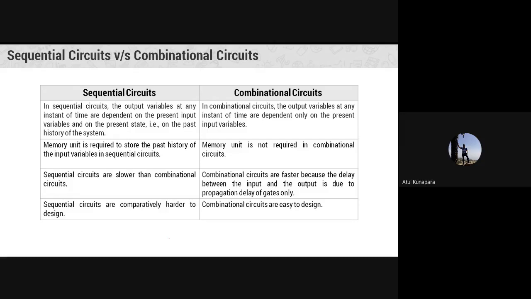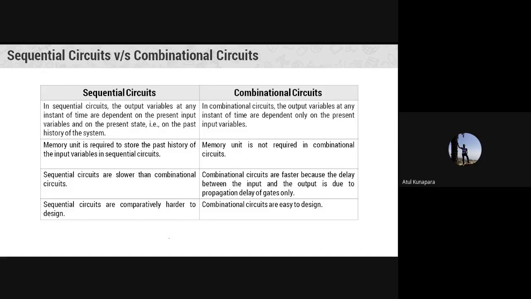Then the next point of comparison is this one: sequential circuits are comparatively harder to design. It means they are more complex compared to combinational logic circuits, as in combinational logic circuits there is no connection between the memory unit and output to input side.